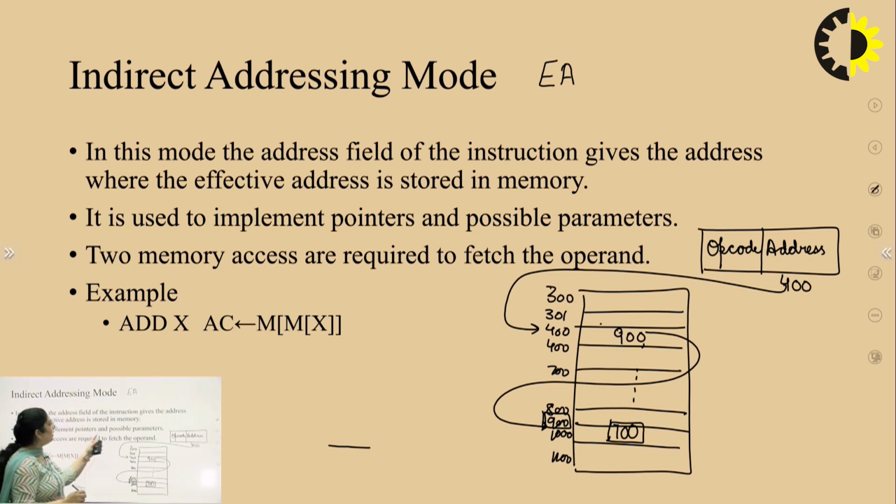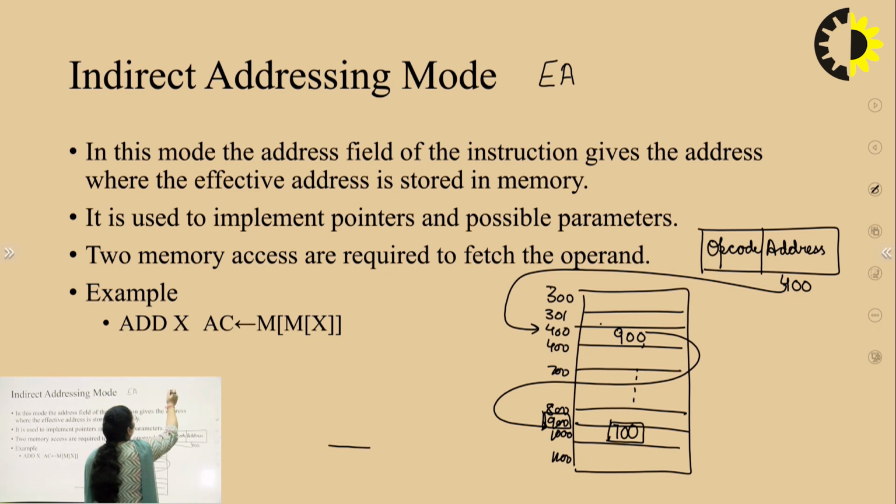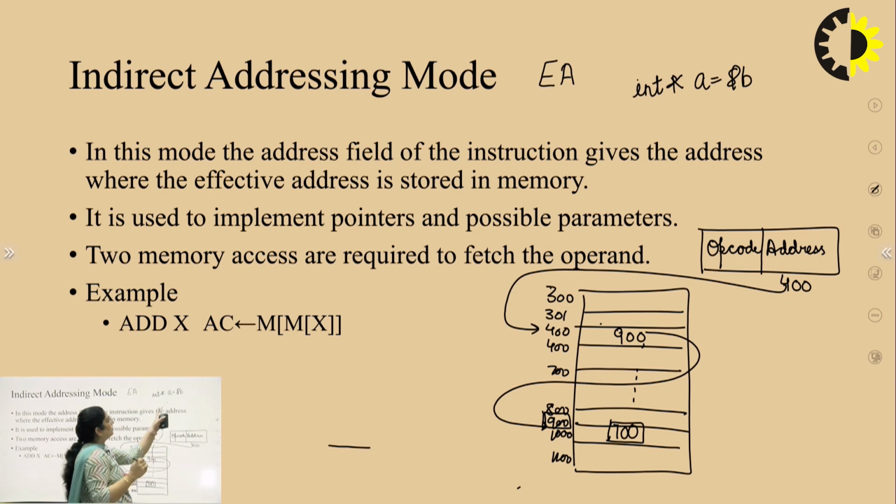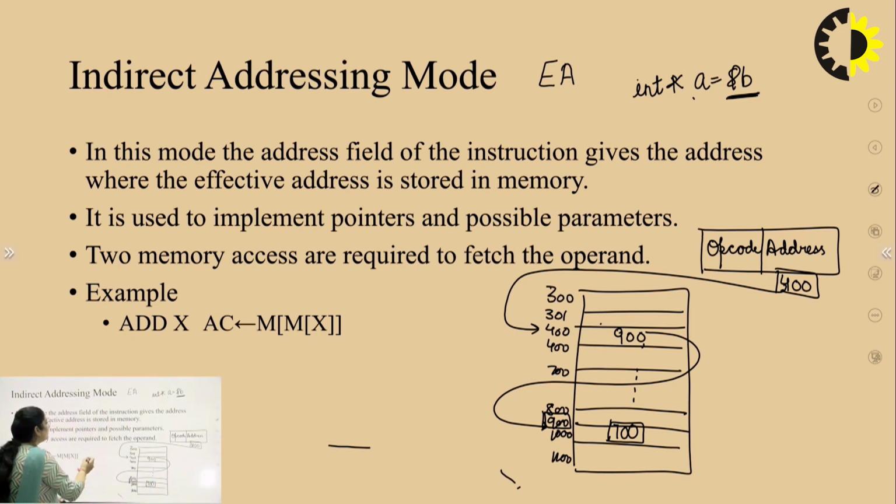So it is used to implement pointers and pass parameters. What is a pointer? It is a programming concept. Let's just discuss it. Let's say we have A and &B, and we specify it with a star, with a pointer. So pointer is basically a variable that keeps the address of another variable. So A is a pointer which is having the address of another variable, B. &B specifies the address of B. In the same way, this address is having the value of another address, and that address is having the value of the operand. So in case we want to specify pointers, we need to have indirect addressing mode.